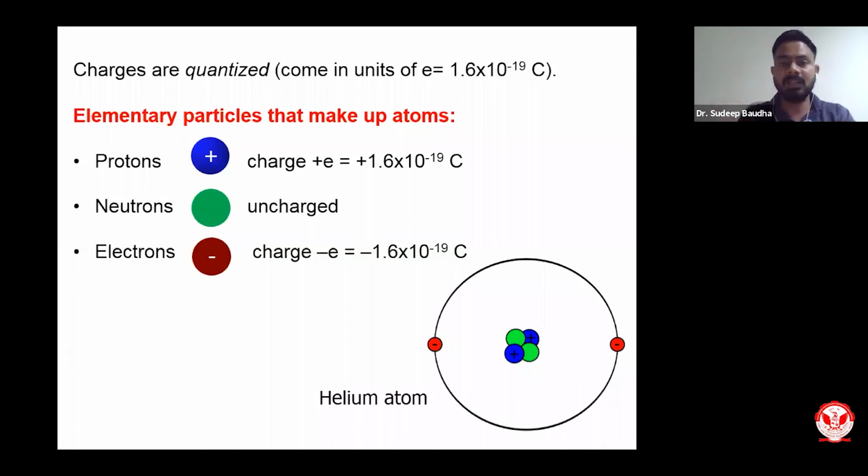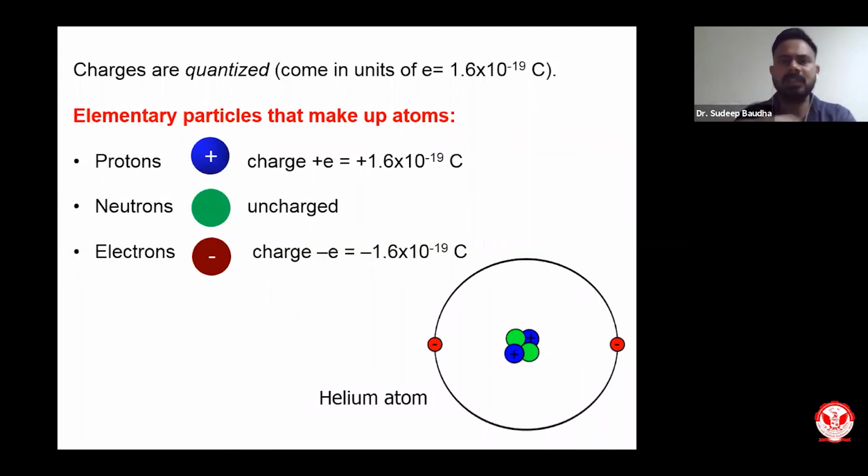So that is our understanding of charge. Now, suppose we have a large source of charge, even that charge can be quantized in terms of the electron. We sometimes denote charge in terms of coulombs and multiples of the electron charge.